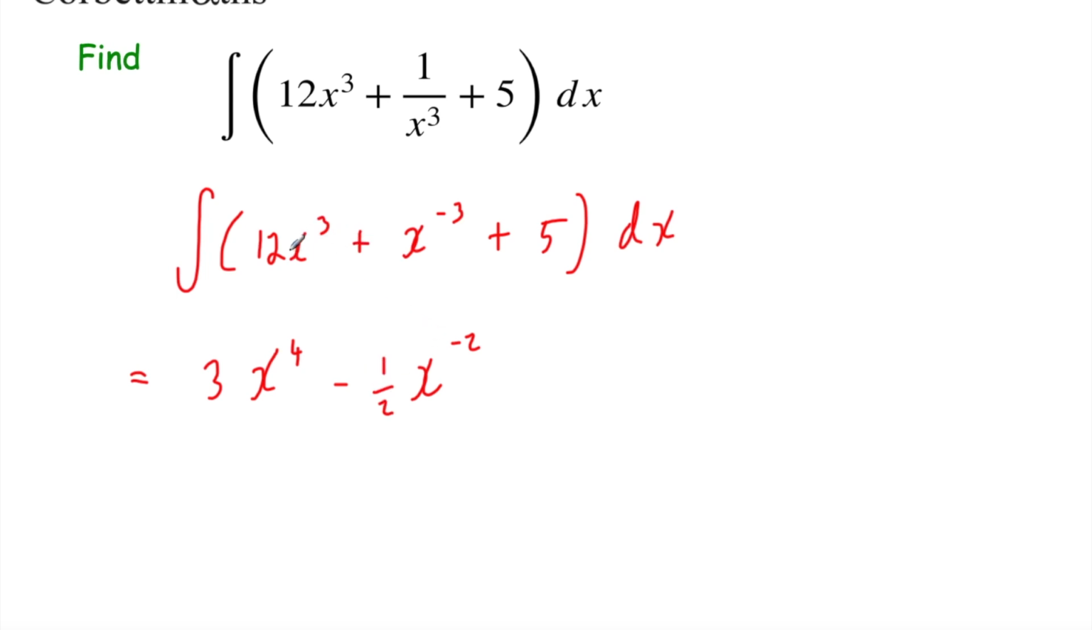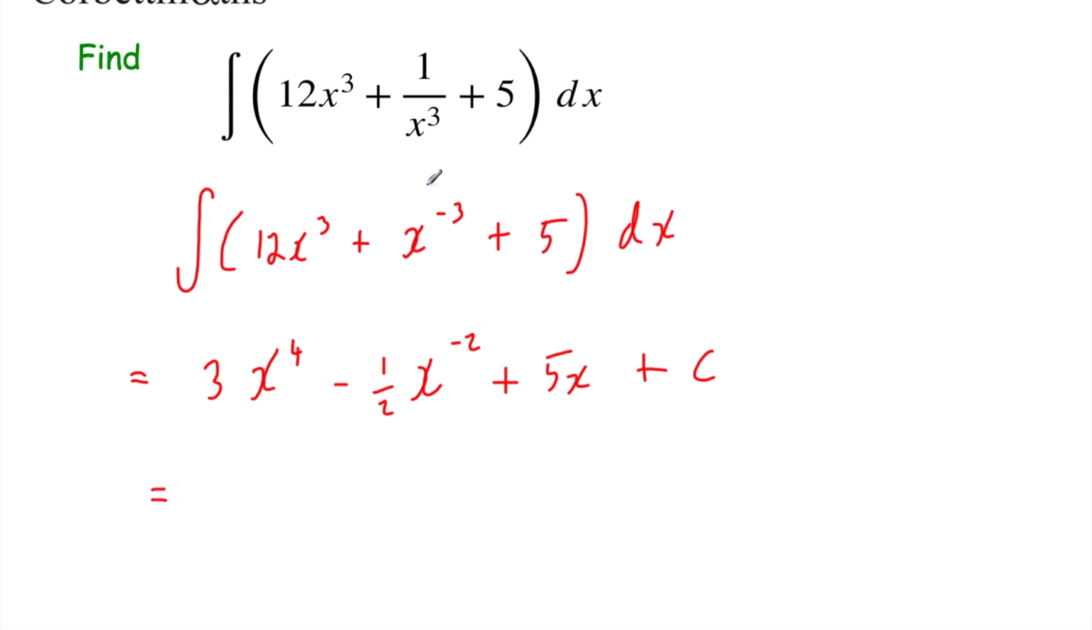So we've integrated the first term and we've integrated the second term. We've then got a 5, so integrating 5 would just be 5x. If you're integrating just a number like 5 or 7, you just put an x beside it, so that'll be 5x, and then plus c. And that's it. And that could be your answer. You could leave it like that if you wanted to.